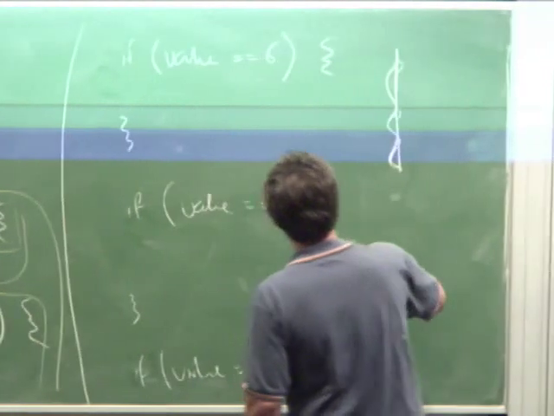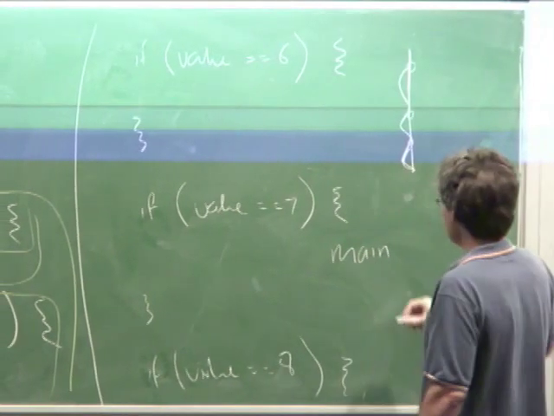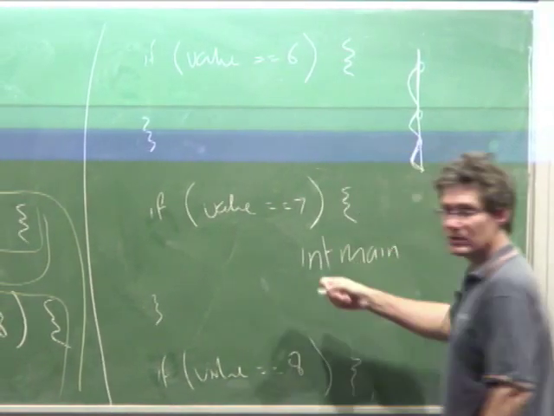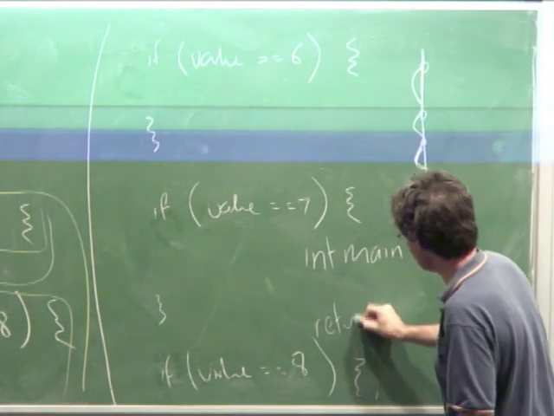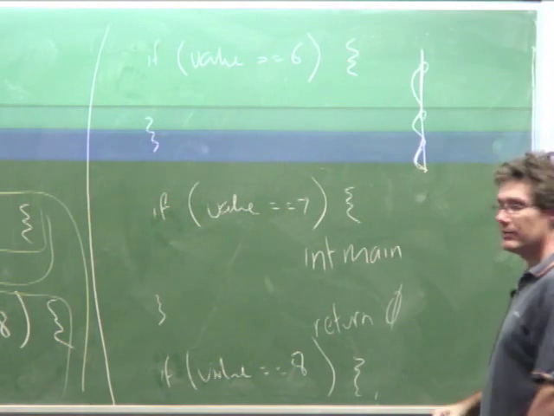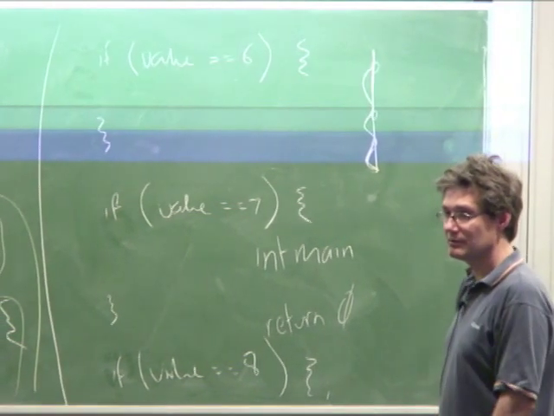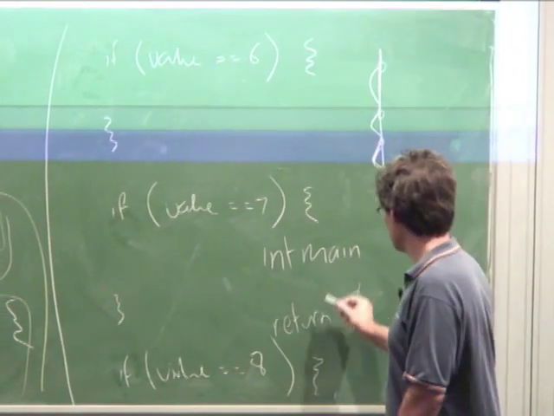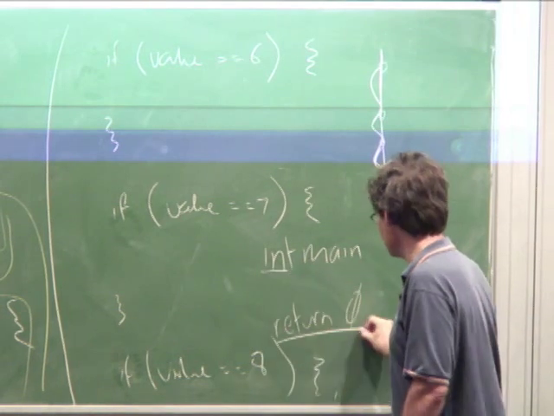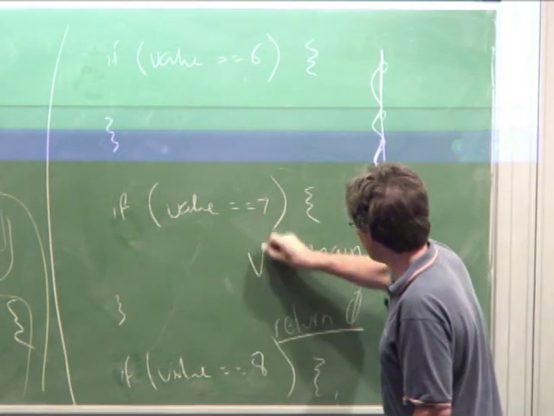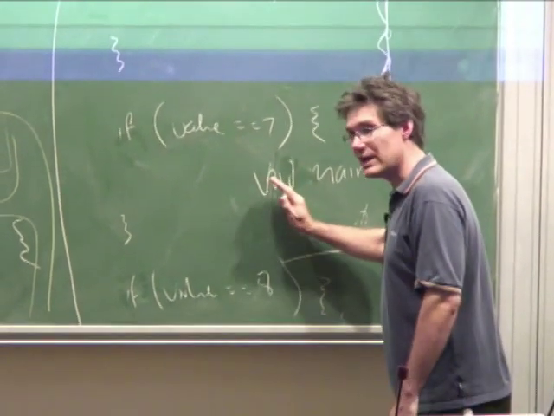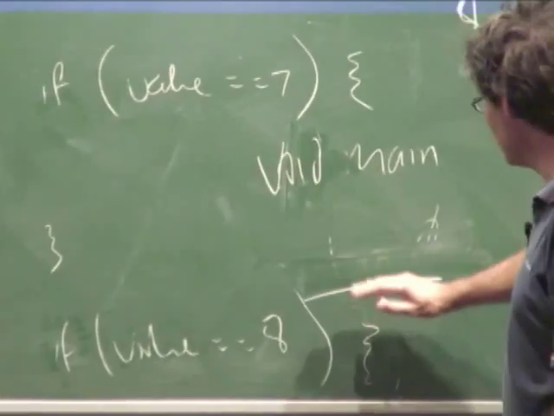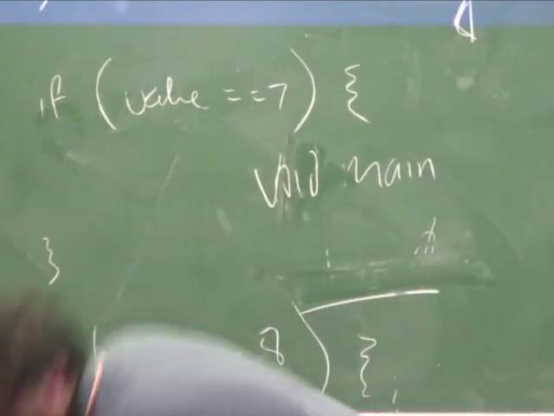Let's go back to our main function. Our main function is defined as int main, so it must return something. So we have to say at the end, return some int. And zero, if you remember, means success. So if we say int main, we have to return something. If we say void main, then we don't have to return anything. But we're supposed to say int main. So given we're supposed to say int main, we're supposed to return something.